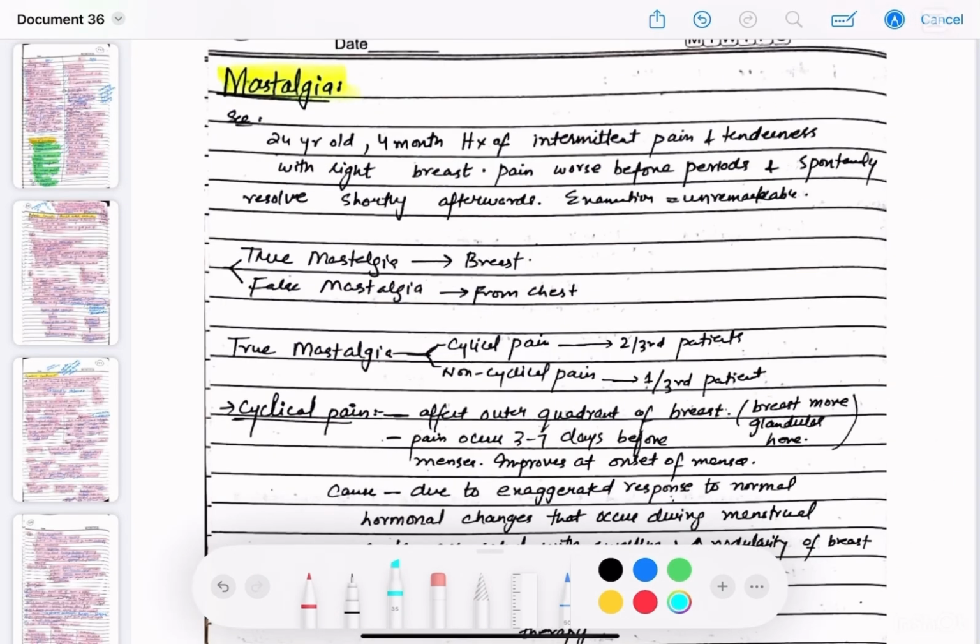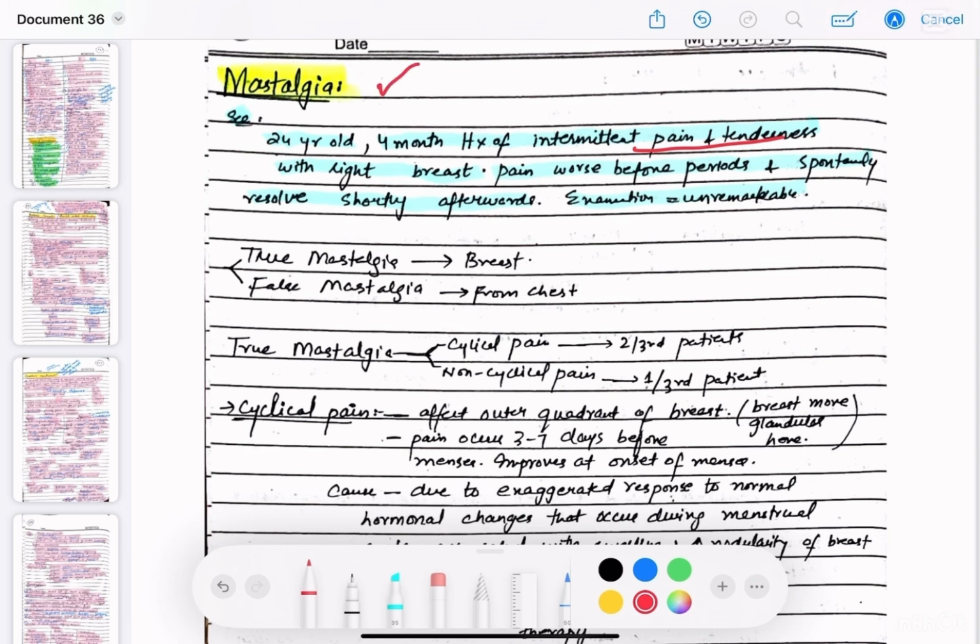Mastalgia. So we have a scenario of a 24-year-old with a 4-month history of intermittent pain and tenderness in the right breast. Pain was before periods and spontaneously resolved shortly afterwards. Examination is unremarkable. Remember, whenever there is intermittent pain and tenderness related to the periods, and it relieves after the end of the cycle, this is mastalgia.